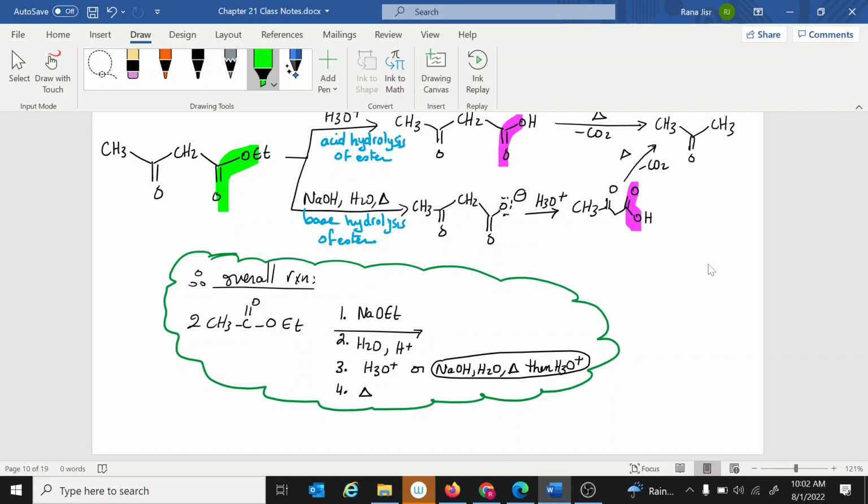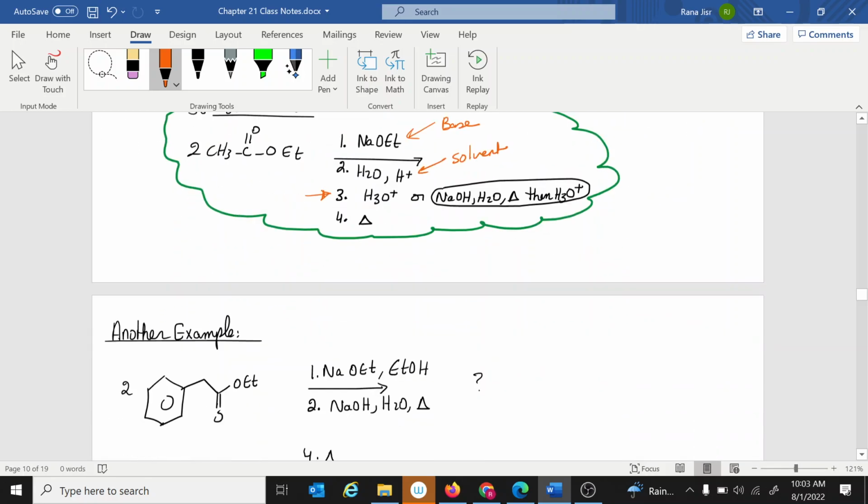So you start with your base. This one acts as a base here. Whatever comes next is the solvent in there. And then additional H3O+ is to hydrolyze the ester. So I can do it in either acidic medium or in basic medium followed by an acid, and then do heat. Heat means I am losing carbon dioxide. So this is going to be the overall reaction.